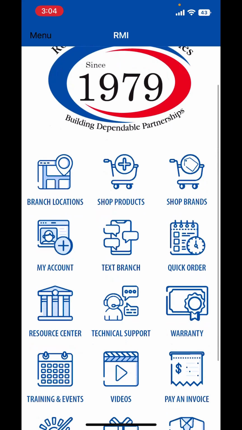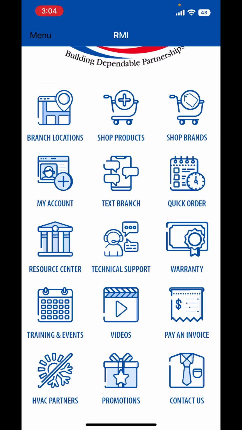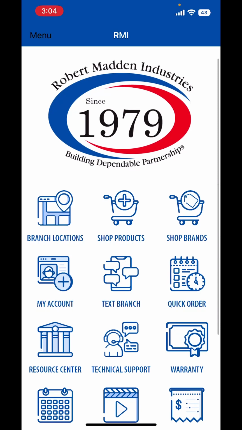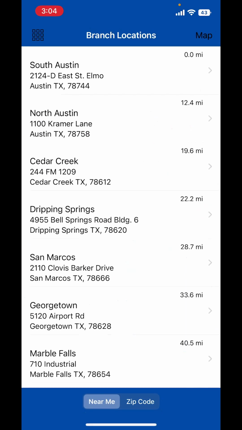Here you'll see a list of tiles that will navigate you to different sections of our website and allow you to do different things. In the top left, I'll start with branch locations. This will give you a list of all the branches, and it's sorted by what is closest to you. So I'm currently located out of our South Austin branch. So that one shows up first, then North Austin, and so on.